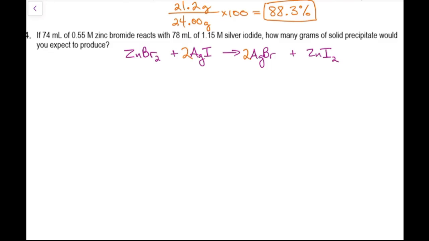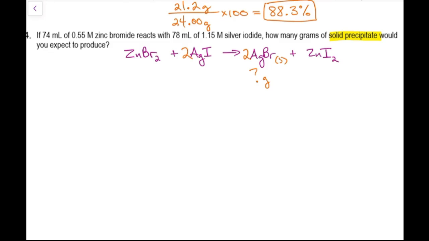Okay. This problem is also a little bit tricky because it says how many grams of solid precipitate would you expect to produce. So that's where you have to think about your solubility rules, and actually use the back of the periodic table, and you would determine which one would be a precipitate, which one would not be soluble. And if you do that, and you should have your green cardstock periodic table, or at least your solubility rules in some form handy, you should find that the silver bromide is actually going to be that solid that we're looking for. So essentially it's asking for grams of silver bromide.